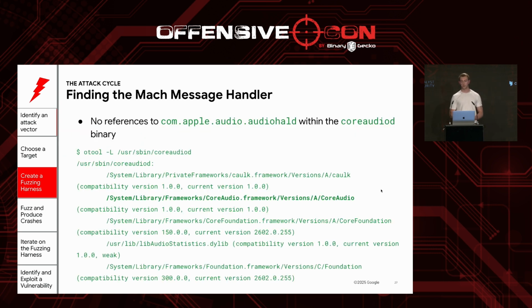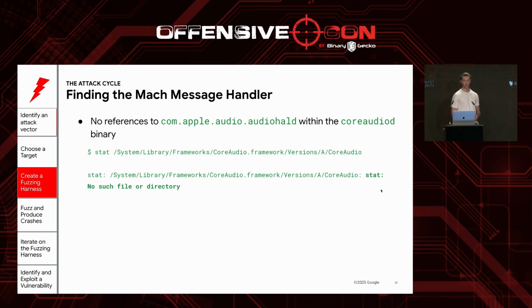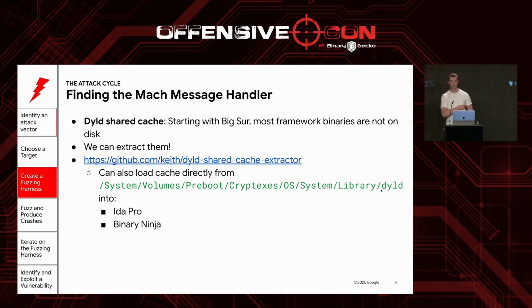So I started looking for this service, this audio HALD, within the CoreAudio daemon binary, and did not find any references to it. So I looked at the libraries that it loaded and found the CoreAudio framework was one of the first used. I wanted to pop that open in IDA Pro, but interestingly, the binary was not on the system. And those of you who do macOS research might know about the dyld shared cache. Starting with Big Sur, most framework binaries are not on disk, but for optimization purposes, they're stored in this special cache that can be extracted. IDA Pro and Binary Ninja, I know, extract them automatically. You can just pass in the cache directly, but there are also extractors out there that you can use.